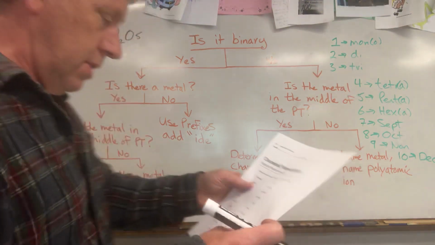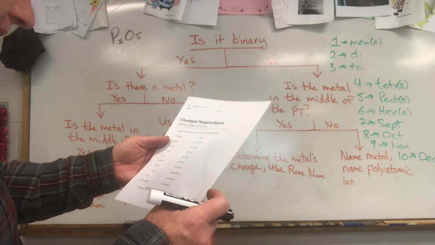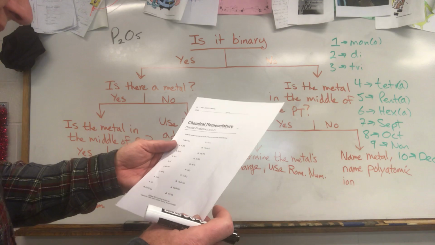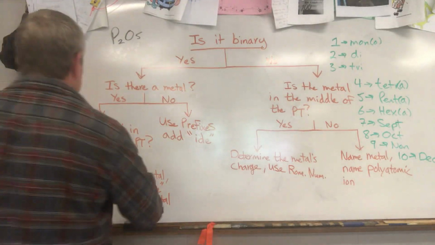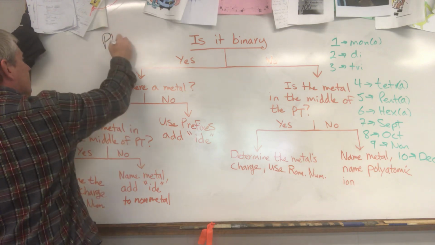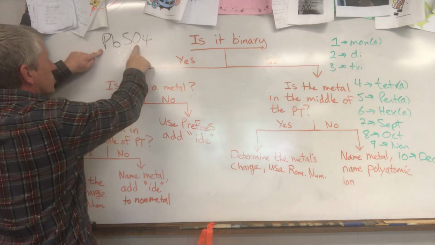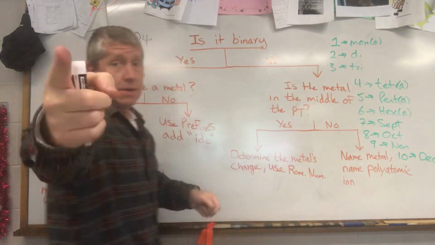All right, let's try another. How about number 7? Right there. Oh, my thumbs. Oh, that wasn't good. Okay, 7. That one says PbSO4. PbSO4. Is it binary? Lead, sulfur, oxygen? No. It's got a polyatomic.